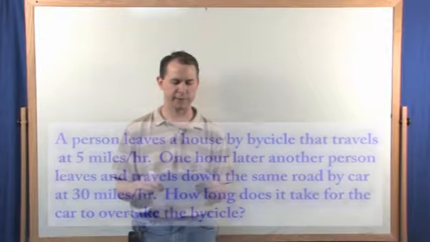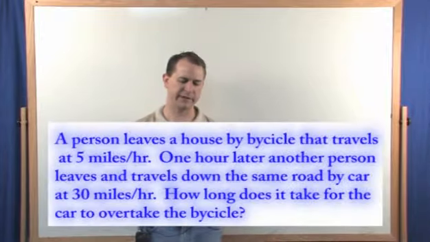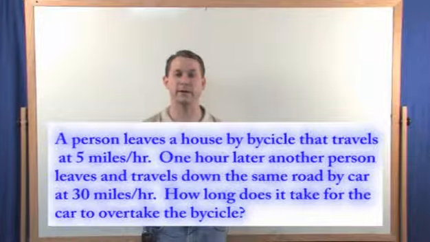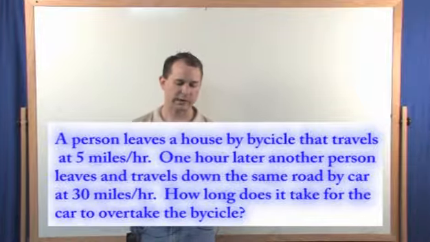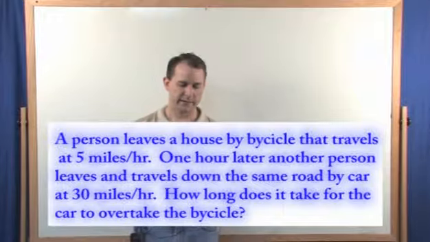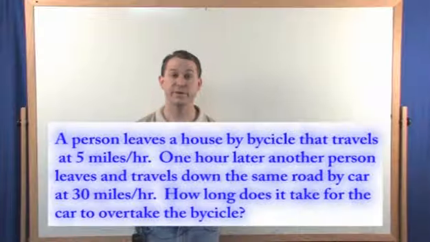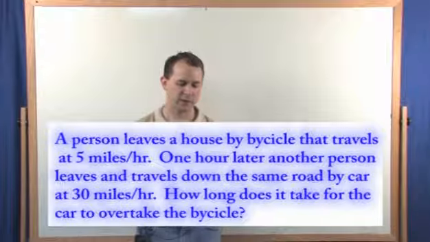Okay, here's going to be our final one. A person leaves a house by bicycle and travels at 5 miles an hour. 1 hour later, another person leaves by car and travels down the same road at 30 miles an hour. How long does it take for the car to overtake the bicycle?